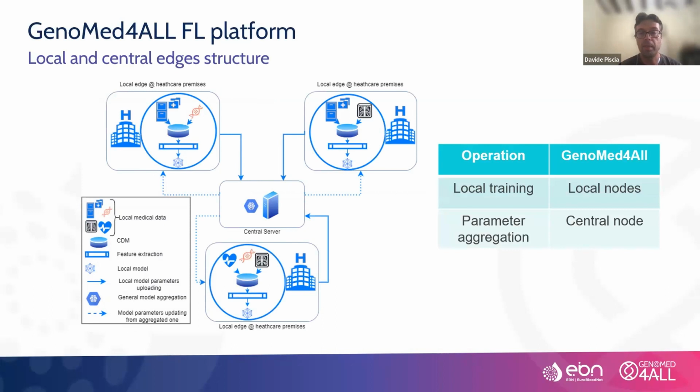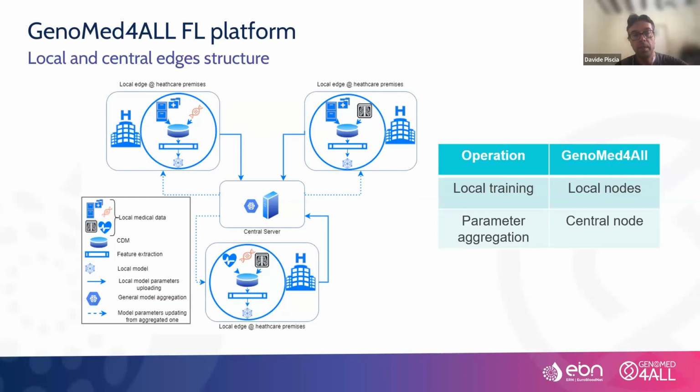So this is the diagram which tries to explain visually what I have been trying to explain with text. So basically you can see that there are three nodes, which are called local age in this case. And you can imagine these as being mainly hospitals, or a department within the hospitals. And then you see there is a central server where everything starts. So the central server communicates to the different nodes, sending the model weights.